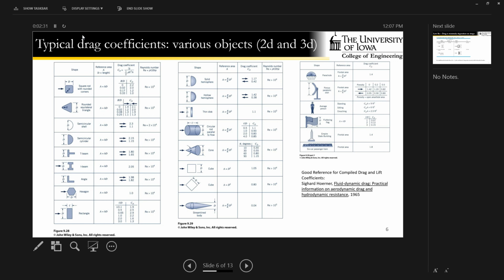Let's do a quick example with it. And I should mention that the CD values that are given in this table are the sum of the frictional drag and the profile drag for all of these objects.